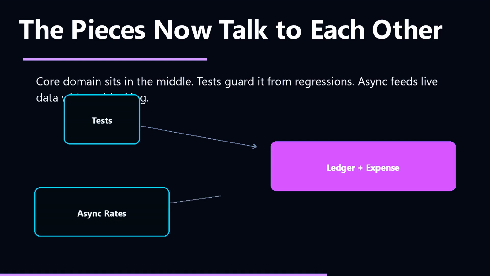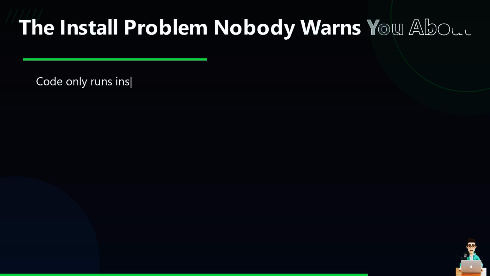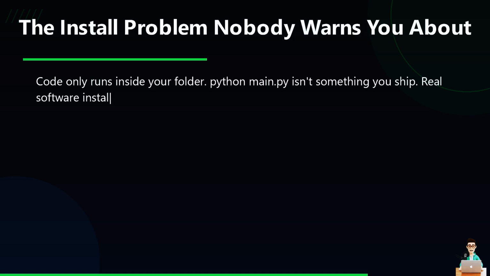Now, one running system. Right now, this only runs if someone's sitting inside your project folder, typing python and the right file name. That's not something you hand to another person. They need your exact folder structure and the right command memorized. Real software doesn't work that way. You install it once and it just runs from anywhere under its own name.